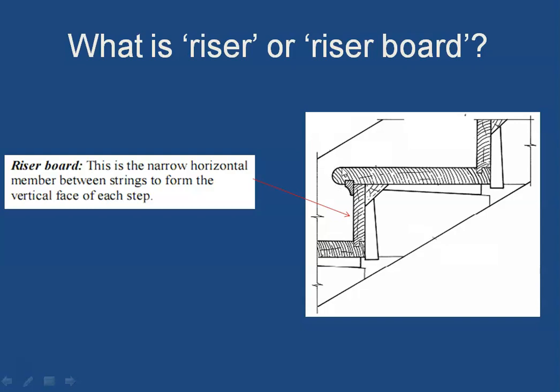The rise is the distance from the top of the tread to the top of the next tread. So that is called a rise. While the member here, the vertical member itself, is called a riser or riser board. This is the narrow horizontal member between the strings to form the vertical face of each step.